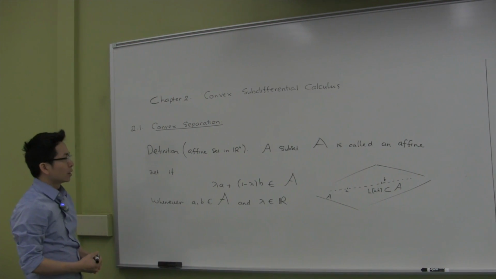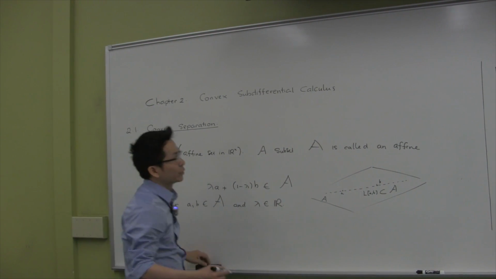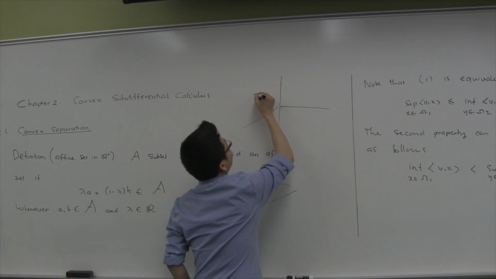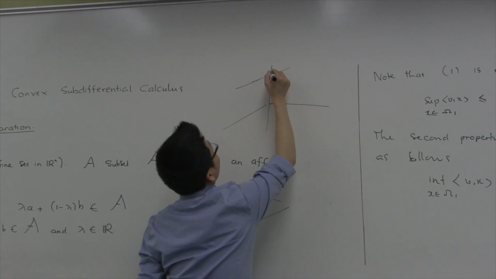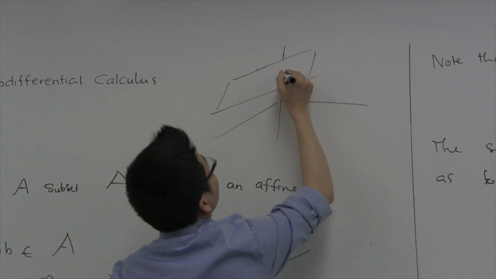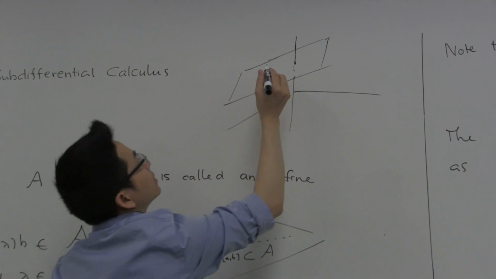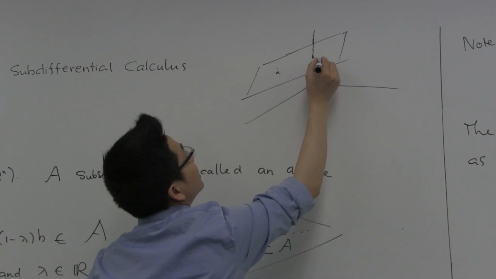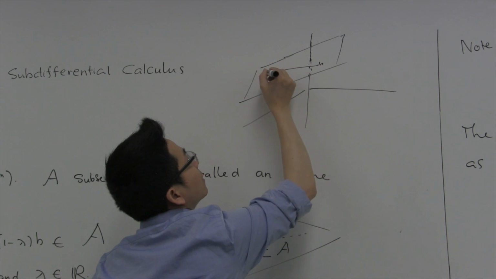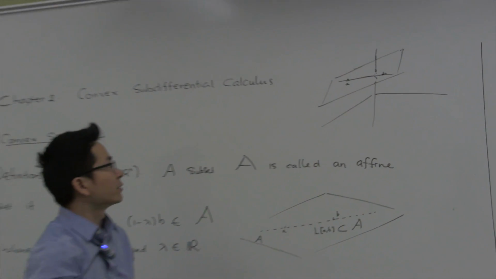Okay. Now from here we're going to see that in R3, any plane in R3 is an affine set. Okay, because if we take any 2 points a and b in this plane and we connect them, then the line connecting a and b is a subset of A. Okay.